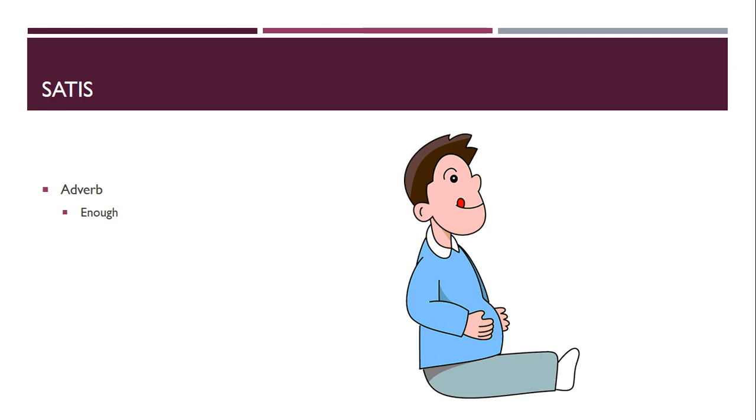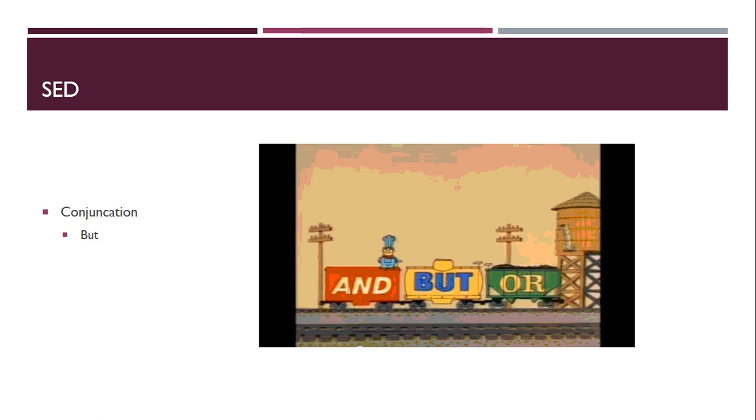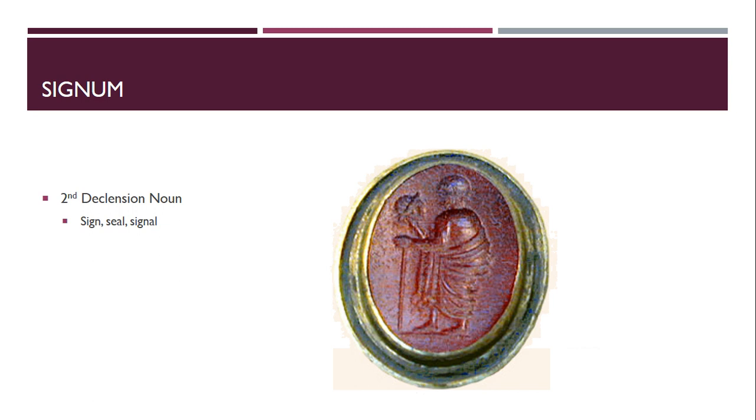Satis is an adverb meaning enough. Filius cibum satis consumit. The son is consuming enough food. Sed is another conjunction meaning but. Sed cur non, but why not? Signum is a second declension noun meaning sign or seal or signal. All right? So signum est in annulo, the sign is in the ring.